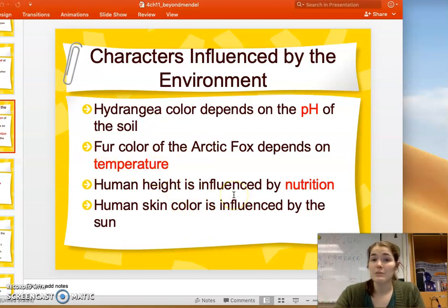Human height is influenced by nutrition. If you do not eat enough, that can affect how tall you get. That can affect a lot of things about your health, especially in the early years. And human skin color can be influenced by the sun.